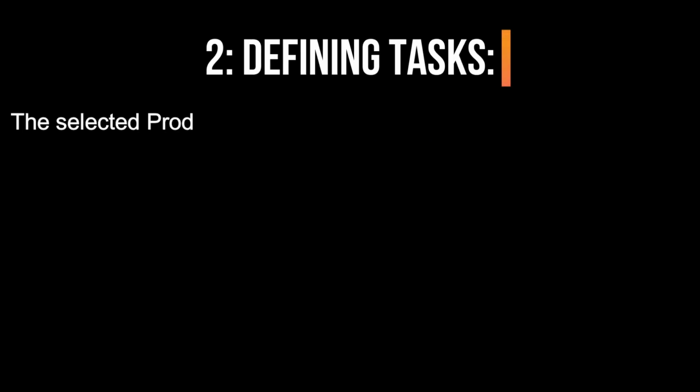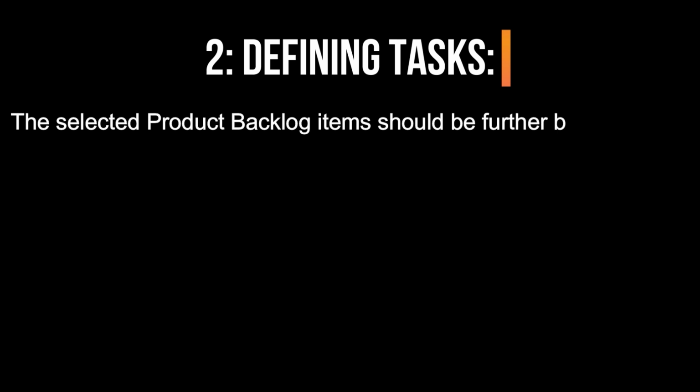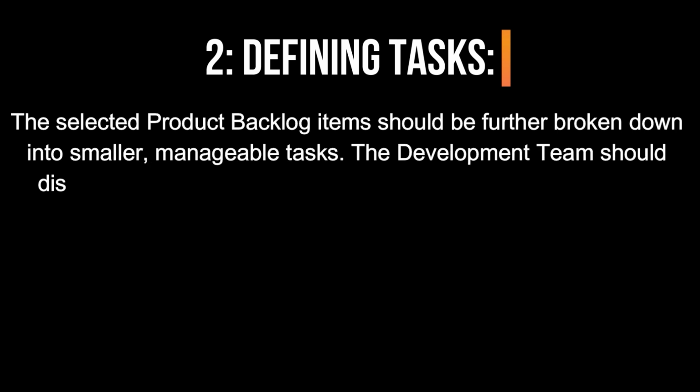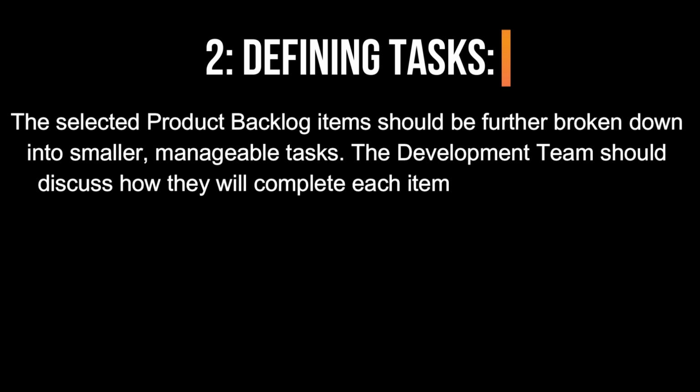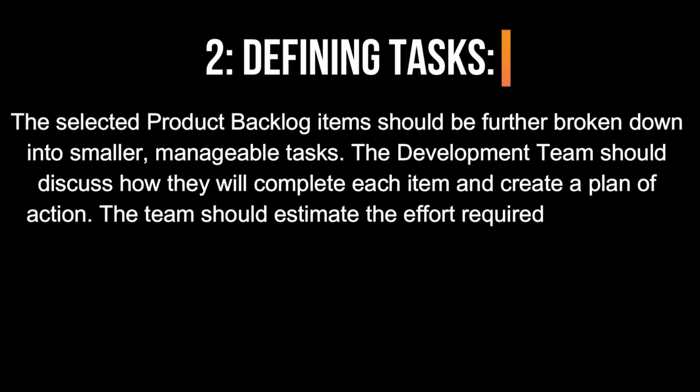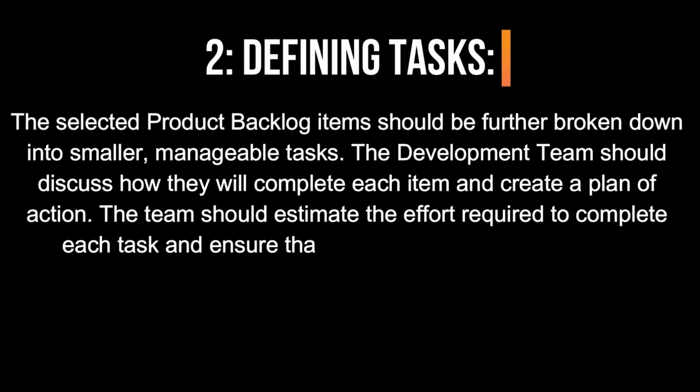2. Defining tasks. The selected product backlog items should be further broken down into smaller, manageable tasks. The development team should discuss how they will complete each item and create a plan of action. The team should estimate the effort required to complete each task and ensure that it meets the definition of done.